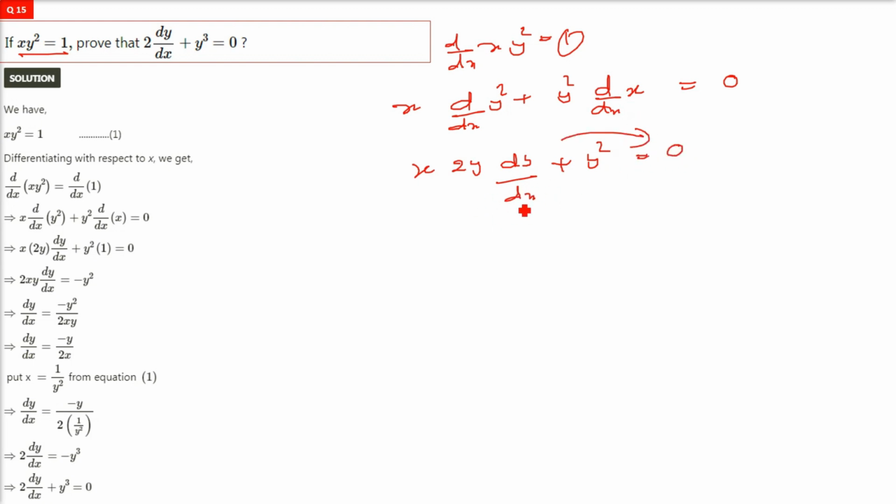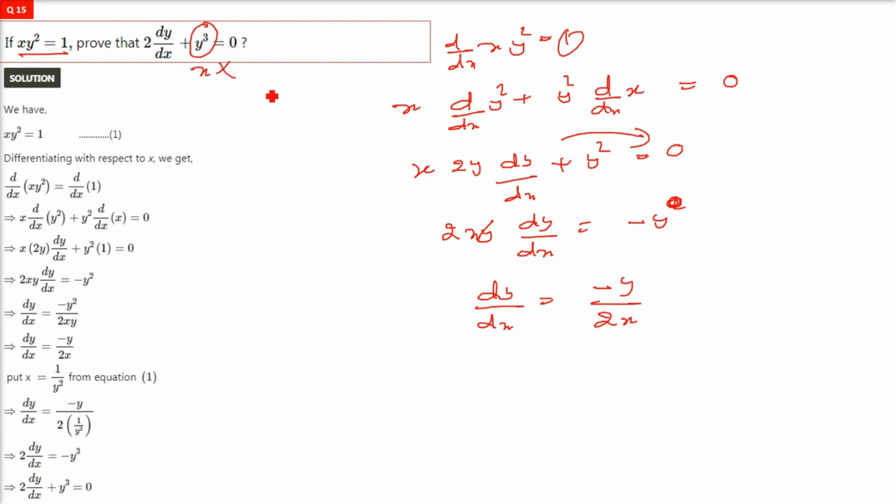So y² I am taking it here, dy/dx, everything on the right. So 2xy dy/dx will be equal to negative y², and one y you can cancel. dy/dx will be negative y by twice of x. Okay. Now you see the answer is only talking about y. There is no x. So from the initial thing being given, x will be equal to 1 by y².